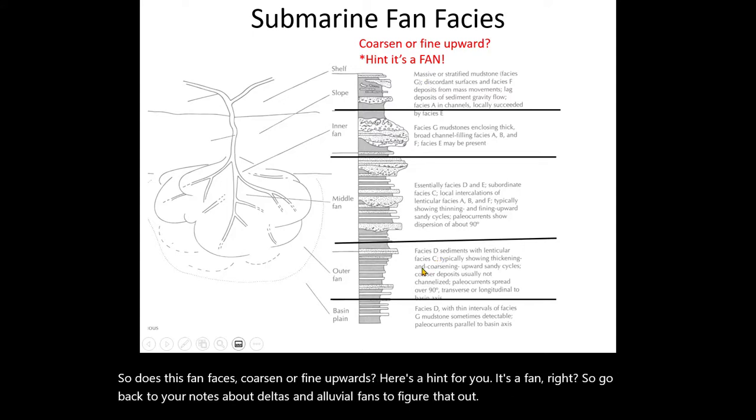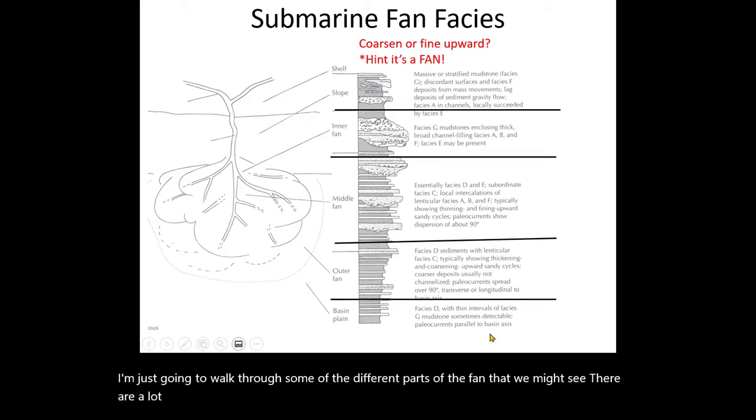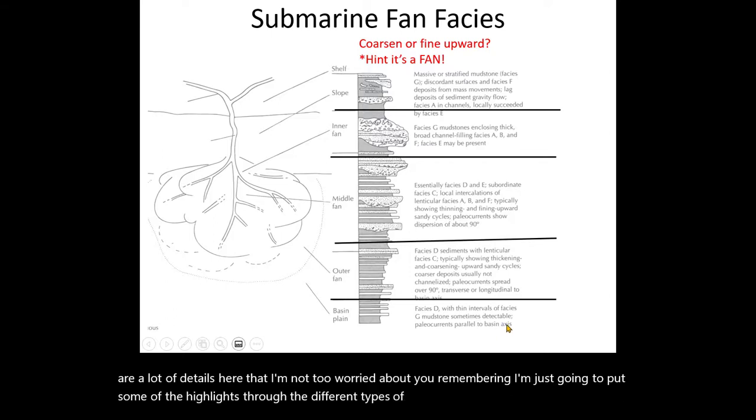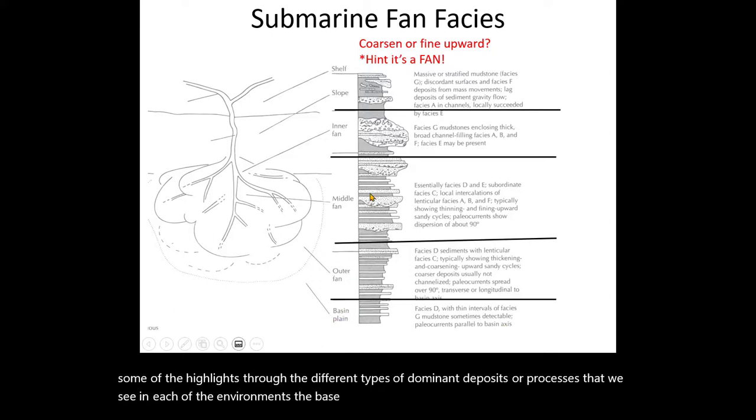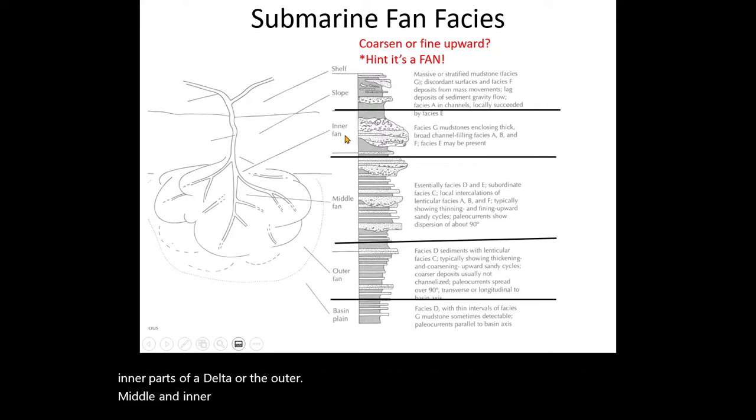I'm just going to walk through some of the different parts of the fan that we might see. There are a lot of details here that I'm not too worried about you remembering. I'm just going to put some of the highlights for the different types of dominant deposits or processes that we see in each of the environments: the basin plane, the outer fan, the middle fan, the inner fan, and the slope. So you could compare the outer, middle, and inner fan to the outer, middle, and inner parts of a delta, or the outer, middle, and inner parts of an alluvial fan. What a great question to put on an exam.